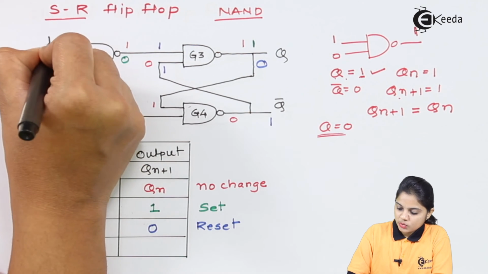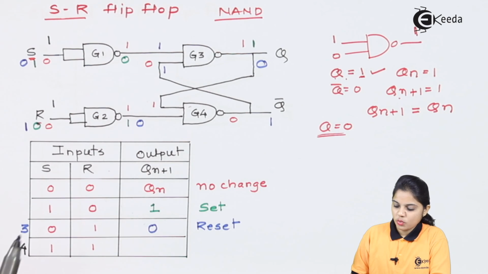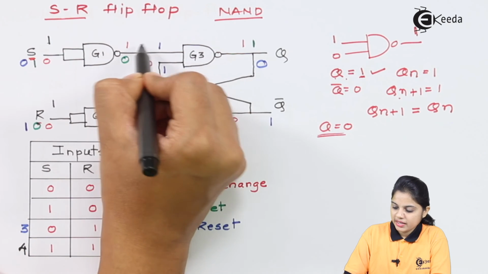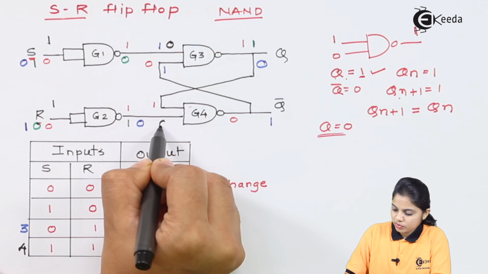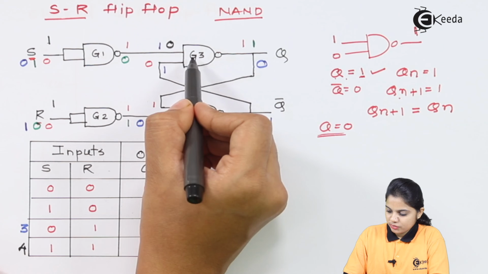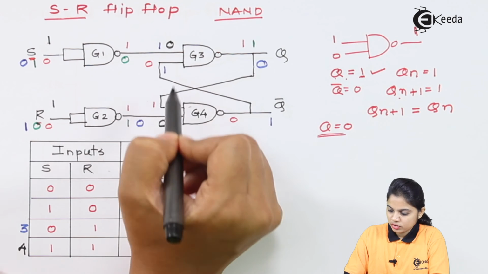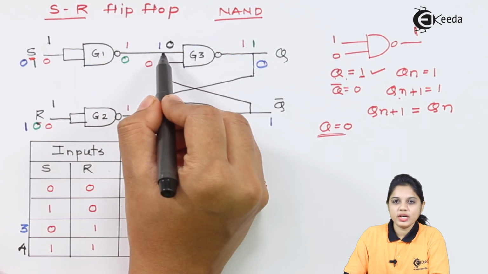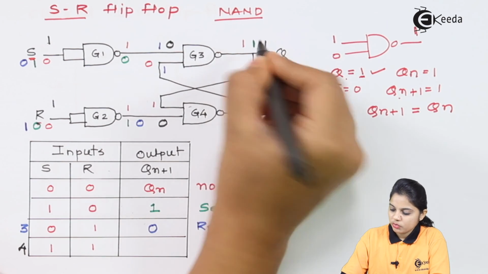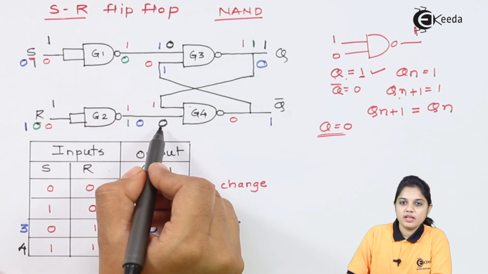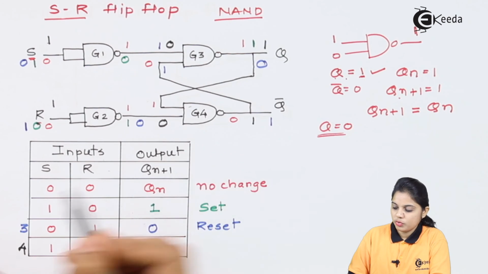Now let's take the fourth example where S and R both are equal to 1. If S is equal to 1, here output will be 0, and if R is equal to 1, here also output will be 0. Now here you can see for G3 and G4, for both the NAND gates, the input is equal to 0. If input is equal to 0, output will be 1. Similarly, here also I am getting input equal to 0, so here also the output will be 1.